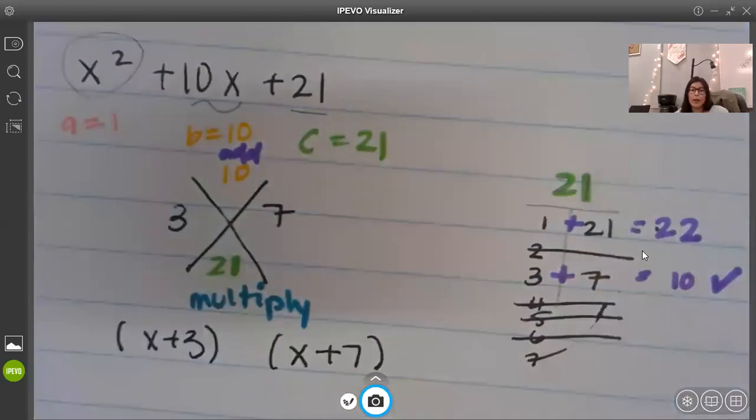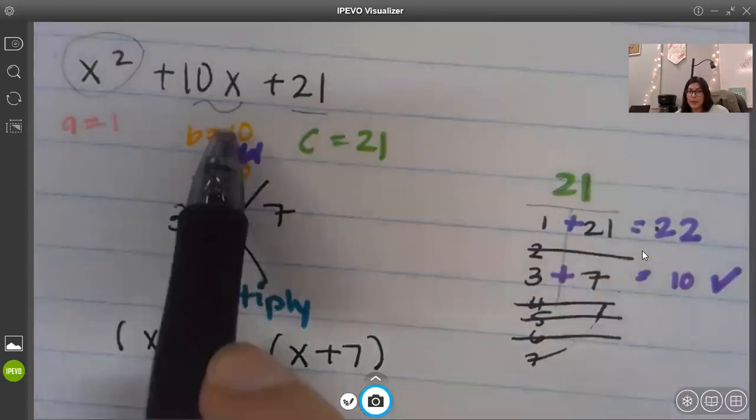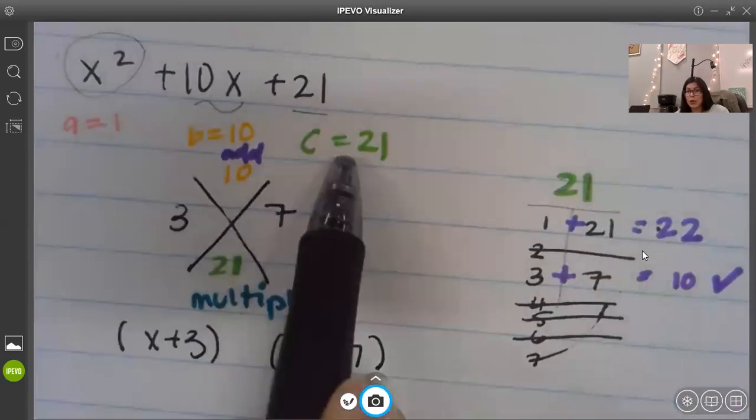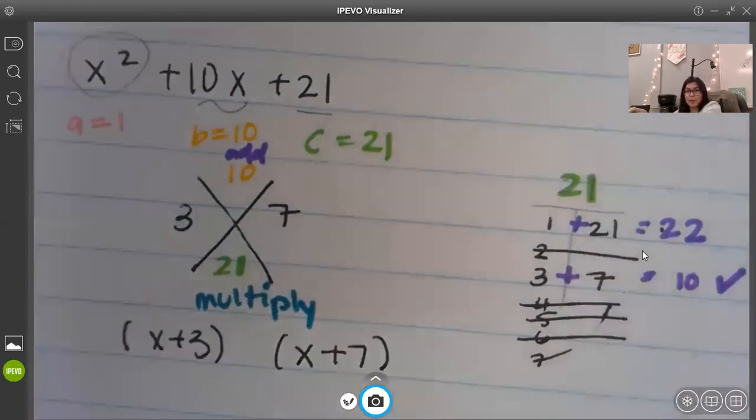Because when I multiply 3 times 7, I get 21. When I add 3 plus 7, I get 10. 10 is the B, C is the 21. If you do this part wrong or you don't do it, then it's going to mess up everything else after that. So let's do some more examples.